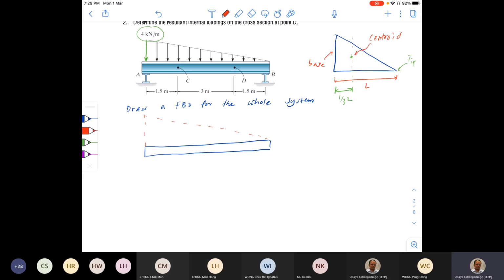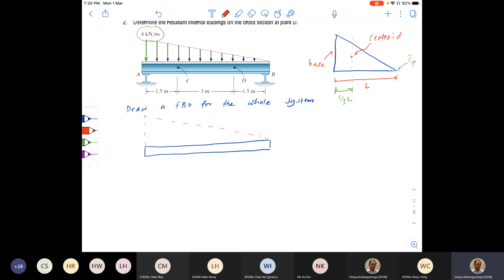Centroid is the geometric center. Okay, I will introduce this concept later. Any complicated shape, you should be able to find out the centroid. So you need that understanding when we study bending. Okay, so in week number 5 of 5, I will introduce you centroid.